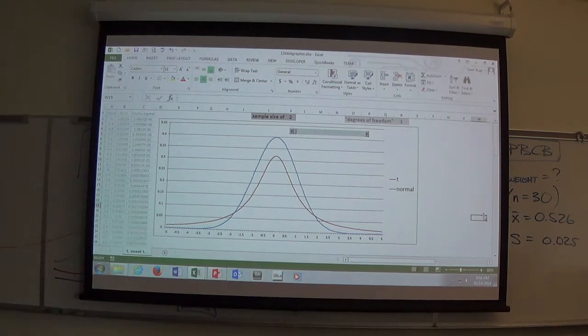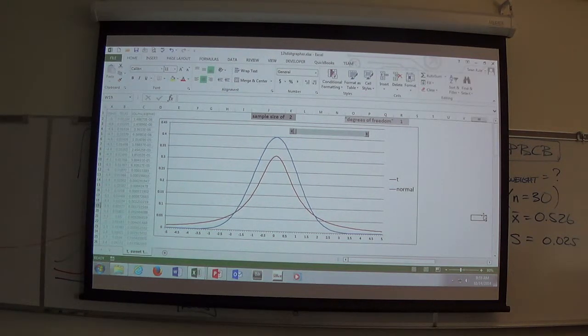How is the red one like the blue one? It's bell-shaped. He developed it to be symmetric because he said, all right, central limit theorem guarantees me sampling symmetry. I better include that. But how is it different now?